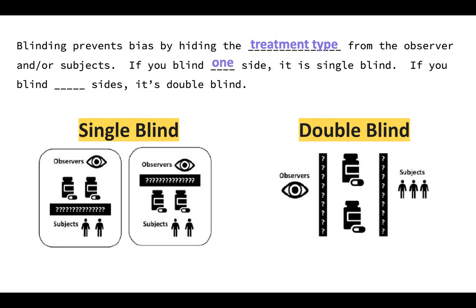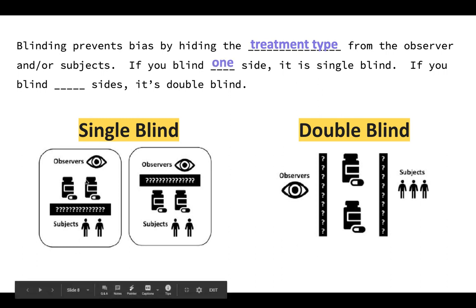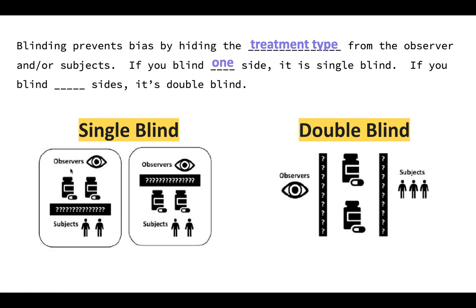If you blind one side, we call that single blind. When I say one side, I'm talking about the observers and the subject. The observers would maybe be the doctor or the nurse or somebody who's giving them the medicine. So it's also helpful if they don't know which treatment the subjects got. Because if the doctor knows the subject got a fake pill, and the subject says, oh, I'm feeling much better, and the doctor's like, no, you couldn't have been feeling better because you took a fake pill, that could sway the results. So blinding the observers, meaning the doctors or the nurses or whoever's giving them the treatment, is also helpful.